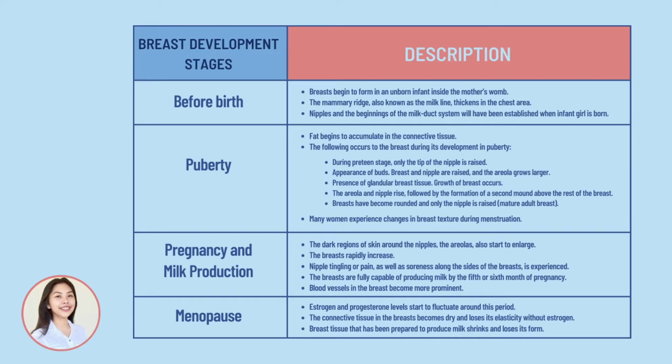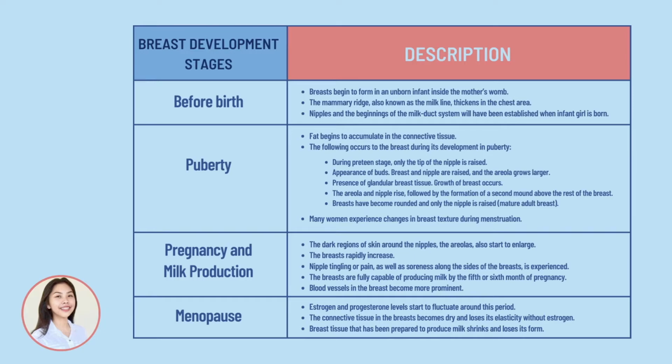For the before birth breast development stage, the breasts begin to form in an unborn infant inside the mother's womb. The mammary ridge, also known as the milk line, thickens in the chest area. The nipples and the beginnings of the milk duct system will have been established when the infant girl is born.